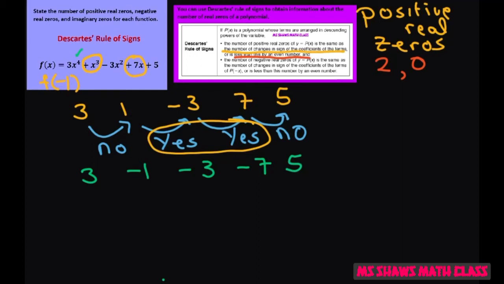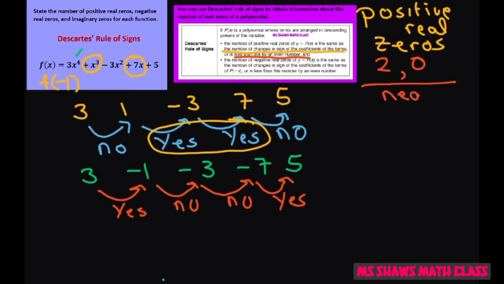So let's look at that. It does change here. These don't change. But from -7 to 5, it changes. So for the negative reals, we're going to have 2, or less than this number by an even number, so or 0. Now we can infer the imaginary zeros.